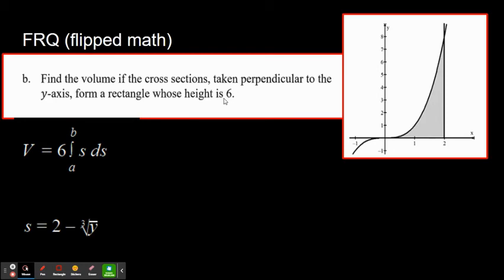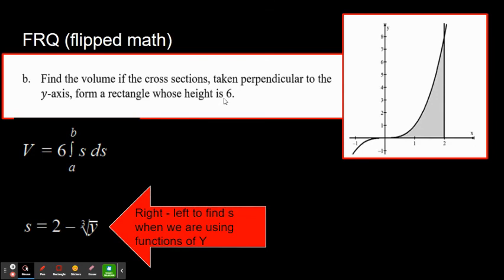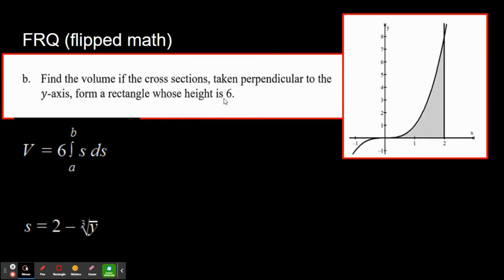Now, we're going to take that s, plug it into our function, we get 6, integral from 0 to 8. Now here, we want the 0 to 8 because we're on the y-axis, and we want from the point where they meet here to the point where they meet up here. So that's the full shape. So it's from 0 to 8.